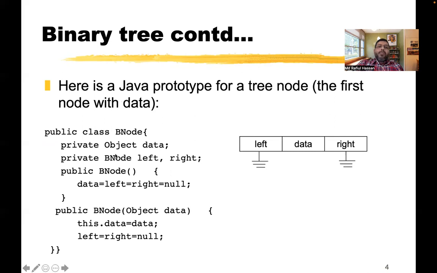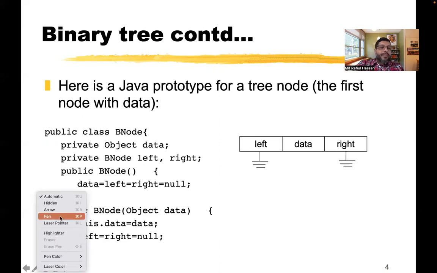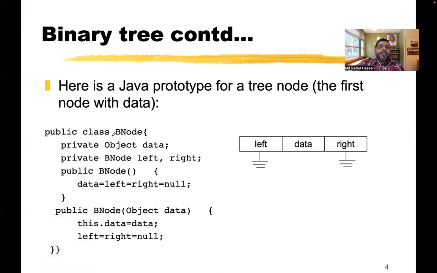So in Java, if you implement the tree in Java, this class could be a small prototype for a tree node. So in this class, as you can see, let me use my pen. As you can see, for the class name, you can use any name. Here in this example, I have used the class name as B node or binary tree node. The data can be any object. You can use any integer type data, string type data, but in this example, I have used an object type data, meaning it can store any type of values.